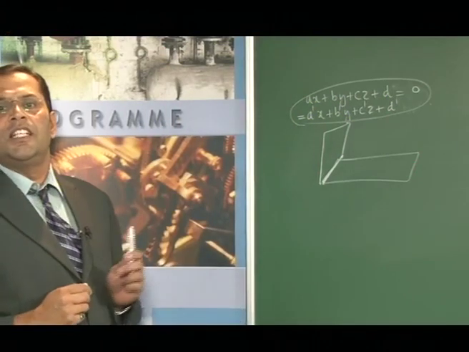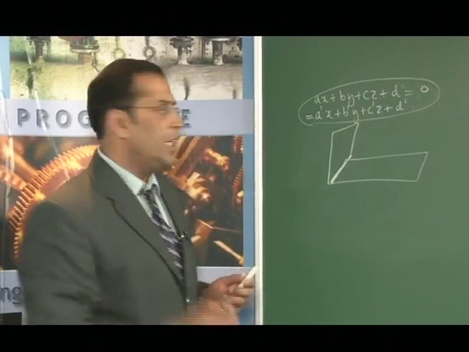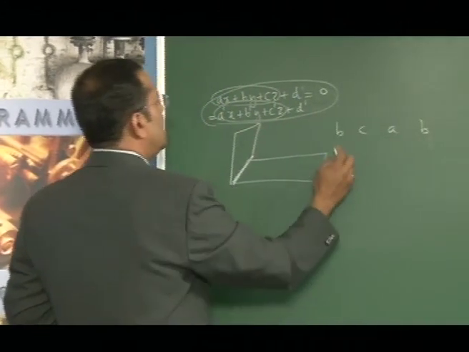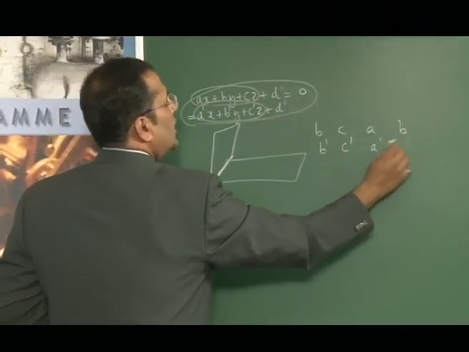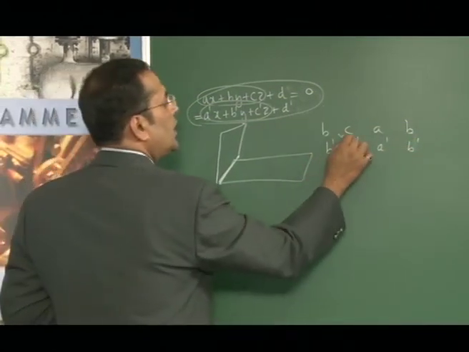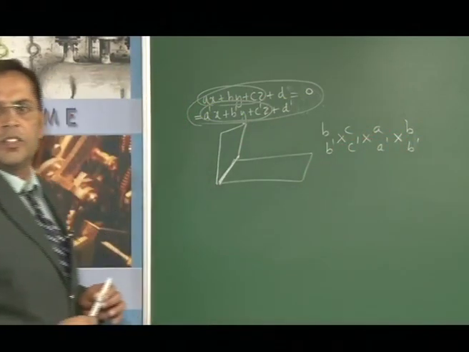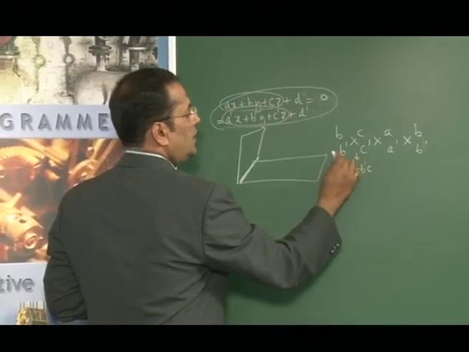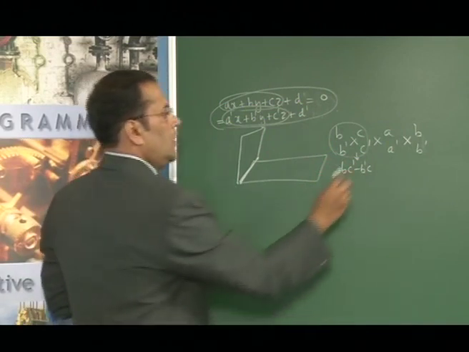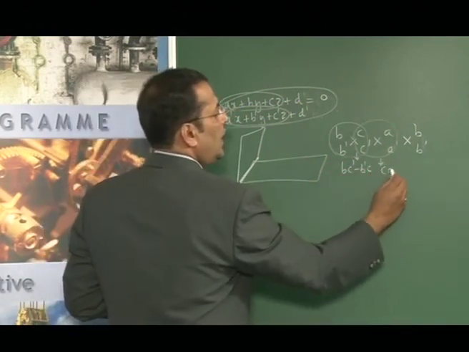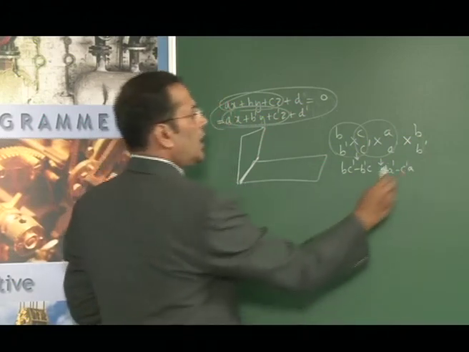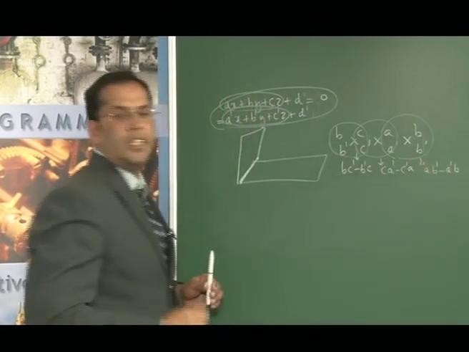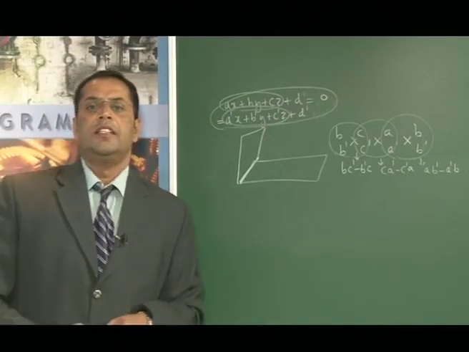So, the question is, what are the direction ratios of this line? Again, the same thing, the direction ratios of the line are the coefficients b, c, a, b, b dash, c dash, a dash and b dash written in this form and the determinant values calculated like this. So, the direction ratios of this line are, the first ratio is bc dash minus b dash c, which is the determinant of this sequence. The second ratio is this determinant, which is ca dash minus c dash a, and the third is this, which is ab dash minus a dash into b. So, the next example concerns that.